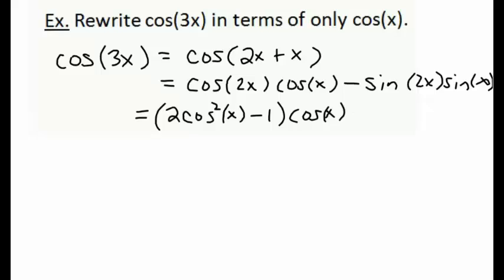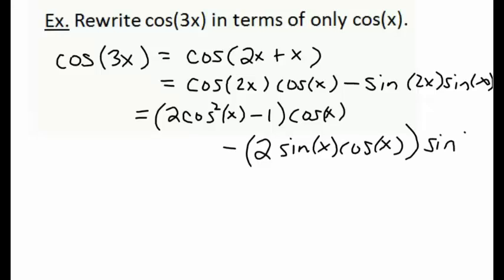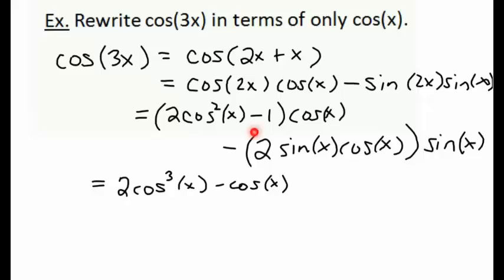So actually I'm going to start a new line here, so let's go minus 2 times sine of x times cosine of x times sine x. Now our next step is going to be to distribute through our brackets. So cosine, I'm going to distribute that through the brackets up here, and that's going to give us 2 cosine cubed x minus cosine of x. And if we drop our brackets here, we can do that because there's no addition or subtraction on the inside. We're going to get minus 2 times sine squared x times cosine of x.